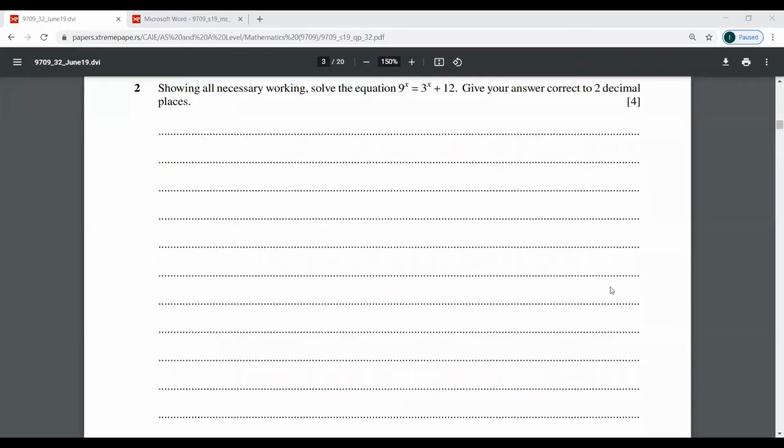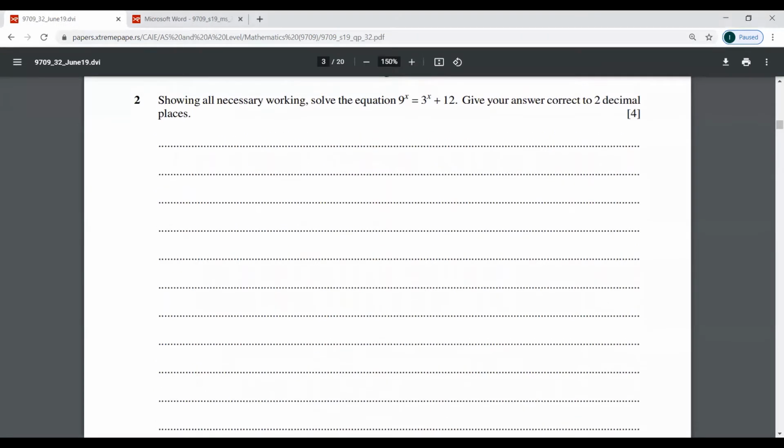Okay, the second question says, showing all necessary working, solve this equation, giving an answer correct to two decimal places. Now clearly this is a question on indices or exponential equations. So you see there is a plus going on between these terms here.